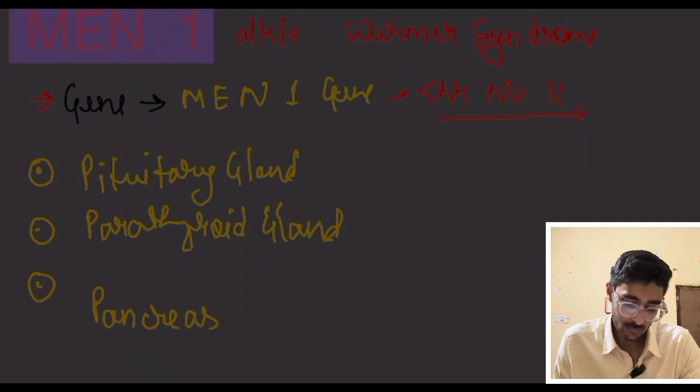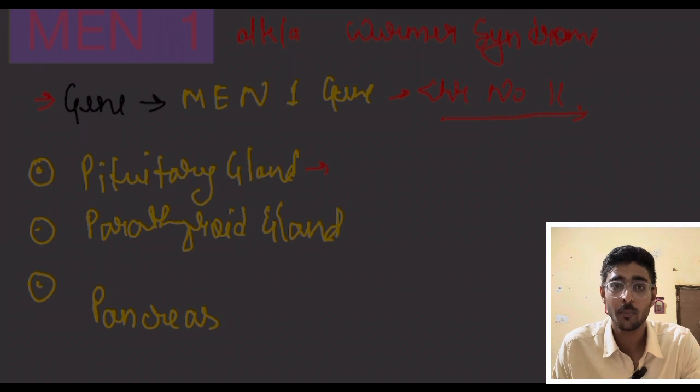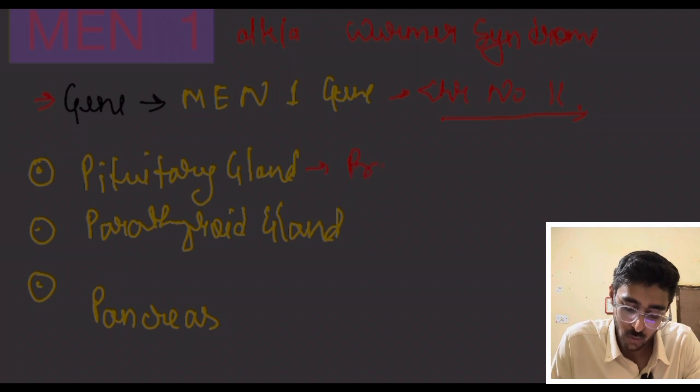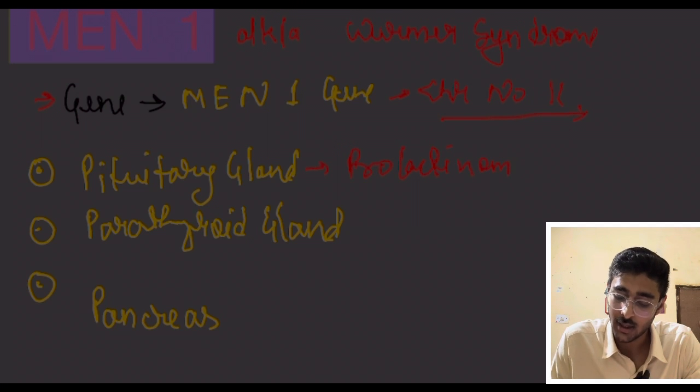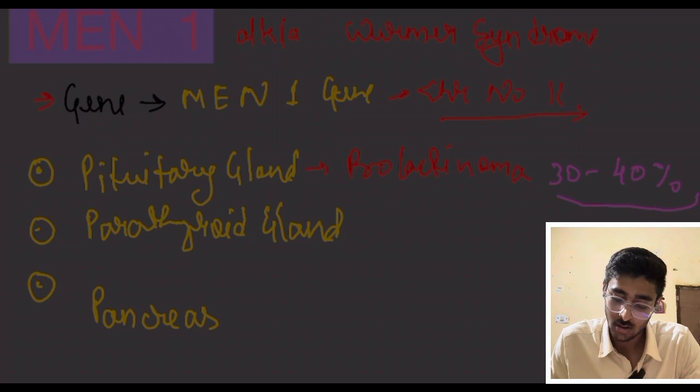Okay. Now the most common tumor which occurs in pituitary gland in MEN 1 syndrome is prolactinoma, which is a prolactin hormone secreting tumor. And it can be seen in about 30 to 40% cases of MEN 1 syndrome. Okay.